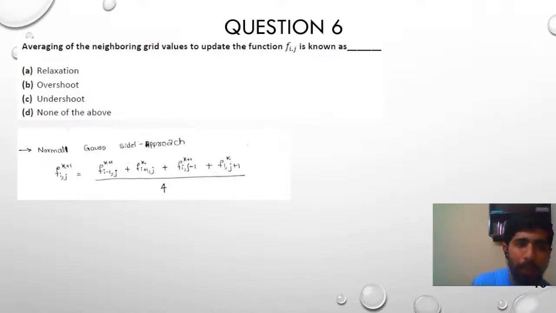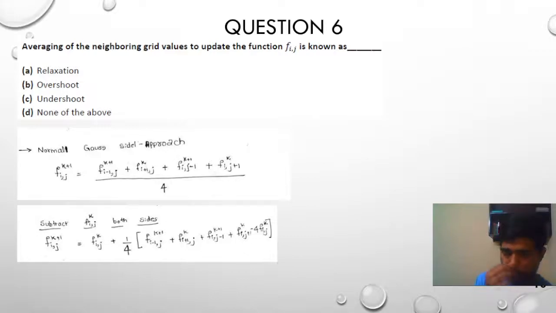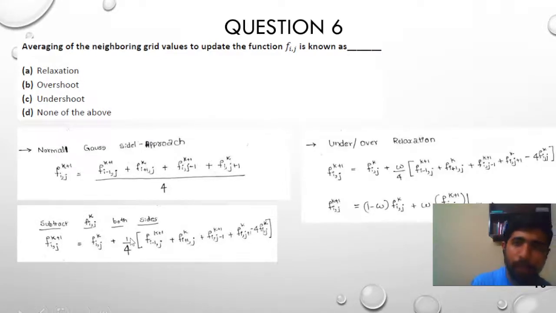So let us see the normal Gauss-Seidel method. You average with the neighboring cells in the normal Gauss-Seidel approach. Now you do under relaxation in the following way. You can subtract Fij at the kth iteration from both LHS and RHS, and you can rearrange that. So you come up with Fij at k plus 1 is equal to Fij at k plus the average. In order to make this Fij at k plus 1 close to k, you multiply this by some omega factor, which is called the relaxation factor.